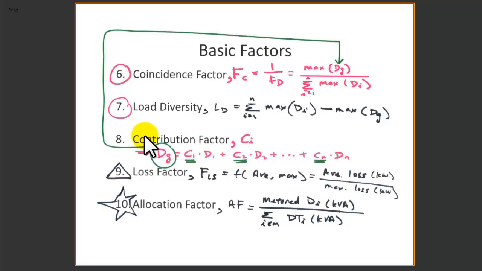And the other factor that I actually add here is the coincident factor, F sub C, which is an inverse relationship from the last one, the diversity factor. So in this case, this will be less than or equal to 1 instead of the otherwise.